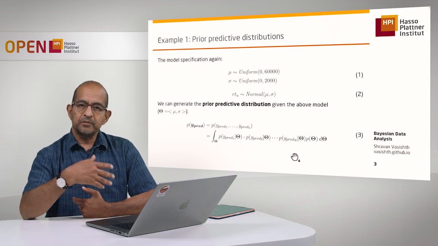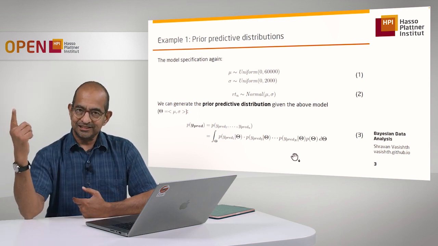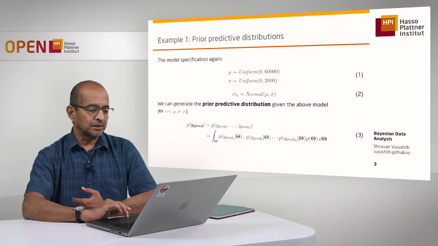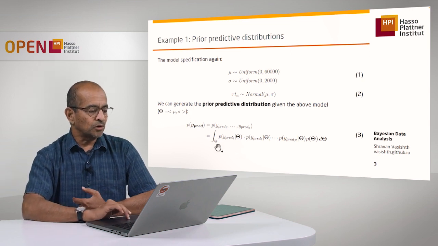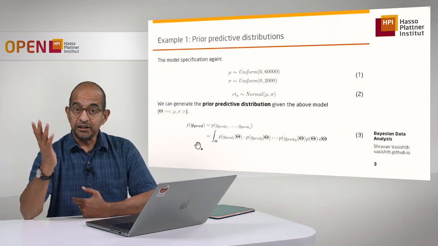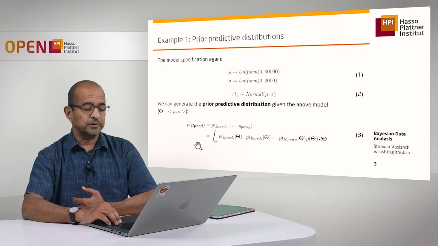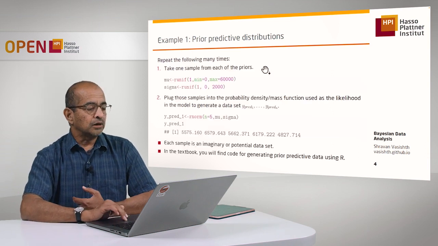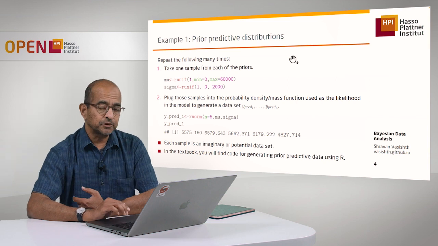All I'm doing is integrating out the theta parameters. I discussed last time what integrating out a parameter means, right? But that's all I'm doing here, and it really doesn't matter how many parameters I have. In this case, I have 2. I could have hundreds, and I could still generate a prior predictive distribution. So how does this work? How do I generate a prior predictive distribution?